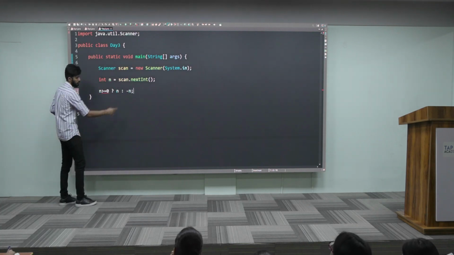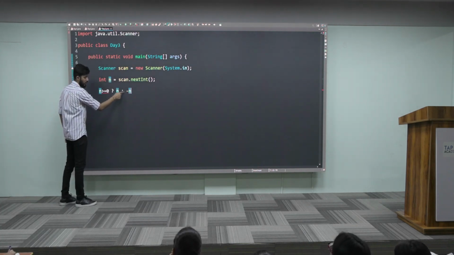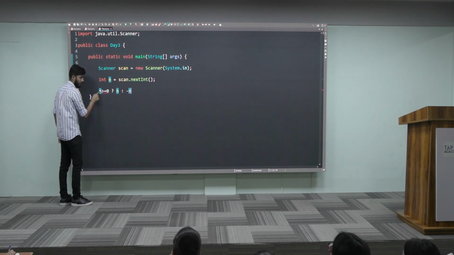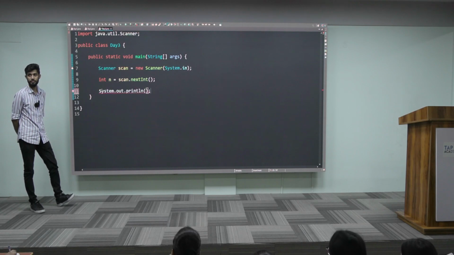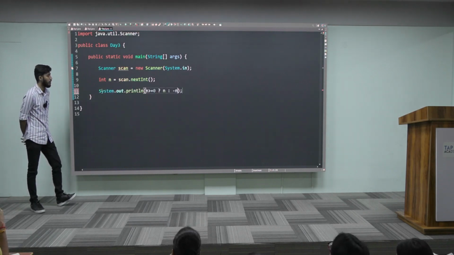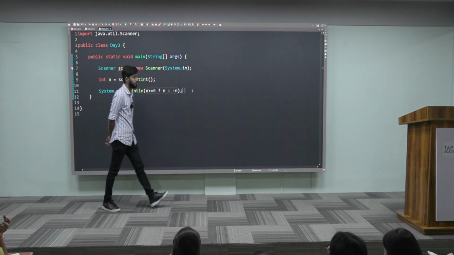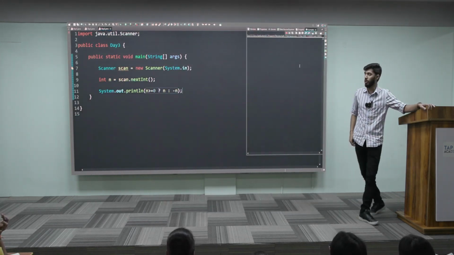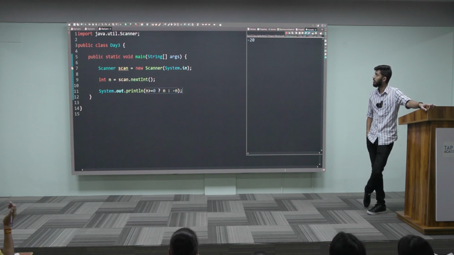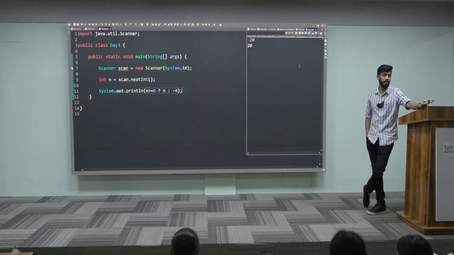Great. Oh sorry, remove that semicolon. This is the thing that you need to do. I will cut this particular thing and put it inside system.out.println. Great, let's execute this. So I will say minus 20. Are we getting the expected output? I will say 7. Expected output? Please copy it up.